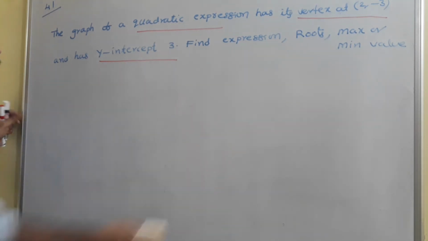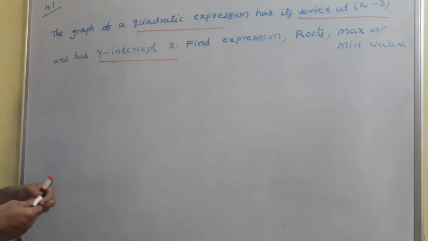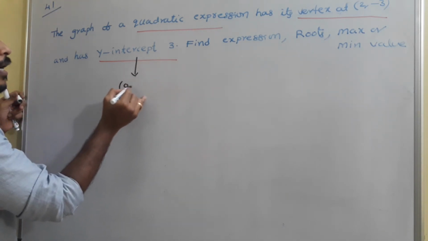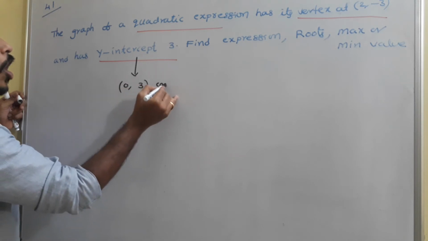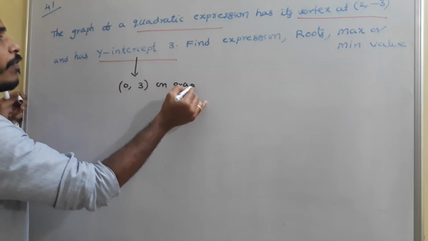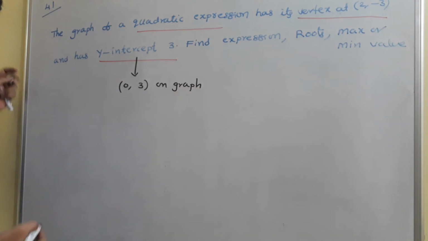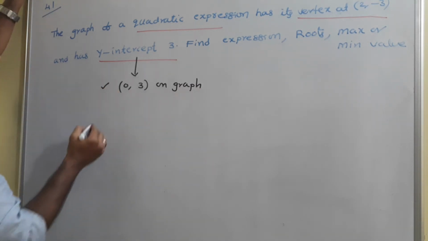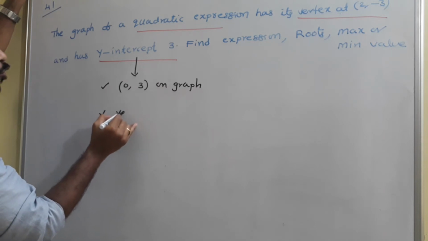So in turn, giving y-intercept as 3 is simply mentioning a point (0, 3) on the graph. Giving the y-intercept is simply giving a point (0, 3) on the graph. So I have a point (0, 3) on the graph. So directly I will try to solve this problem.